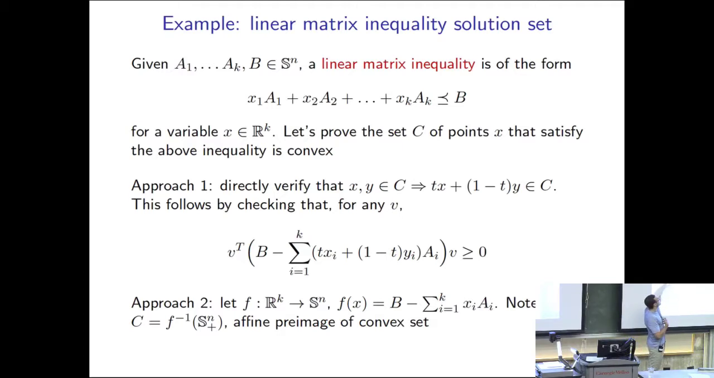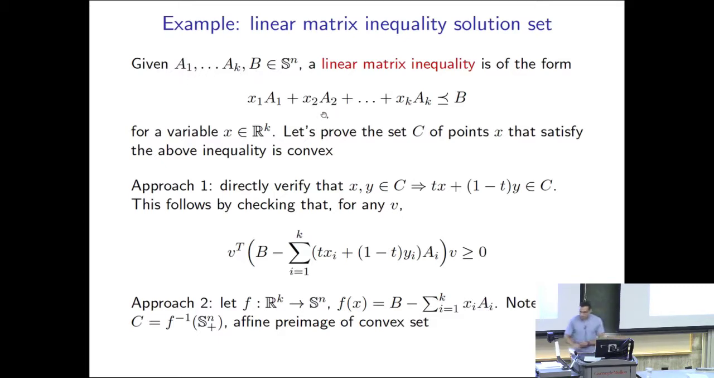the first component of x times A1 plus the second component of x times A2, etc., plus xk, Ak is less than or equal to B. This is called a linear matrix inequality. Okay, and the set of all x satisfying this inequality is convex, regardless of these matrices A and B.